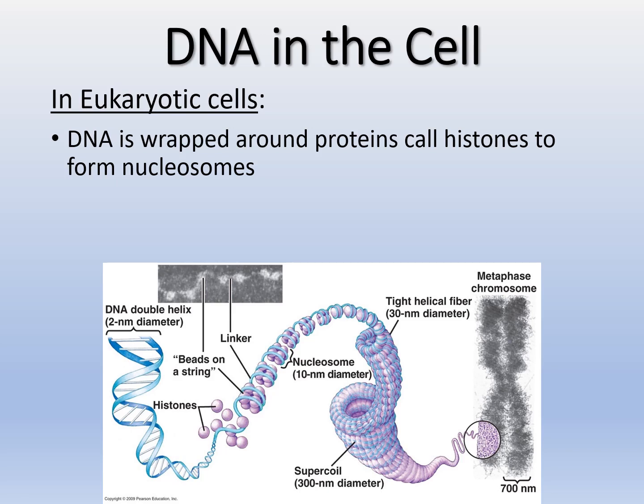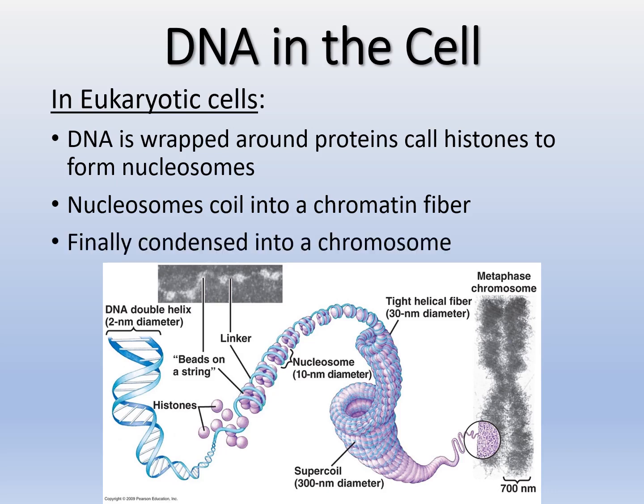So how do we package DNA in eukaryotic cells? Well, the DNA is going to be wrapped around these proteins called histones. And once they're wrapped around the histones, we call them nucleosomes. Okay? And then these nucleosomes are going to coil. So they're going to create their own helical structure, and we call that a chromatin fiber. That is going to create a spiraling effect, which we then can package even further.